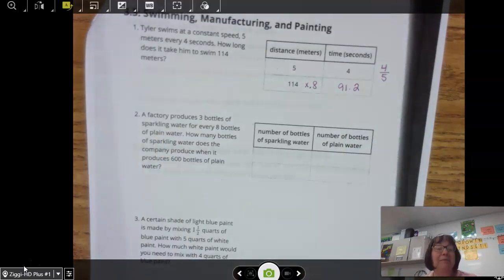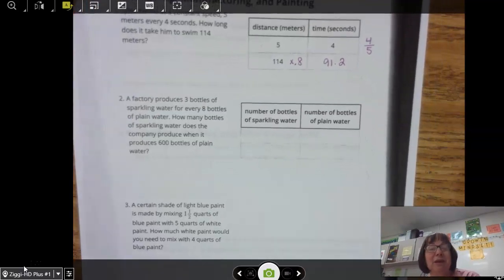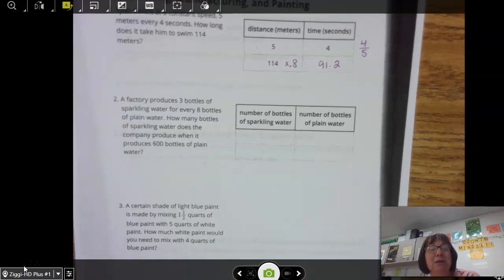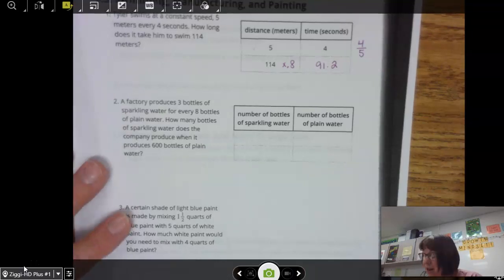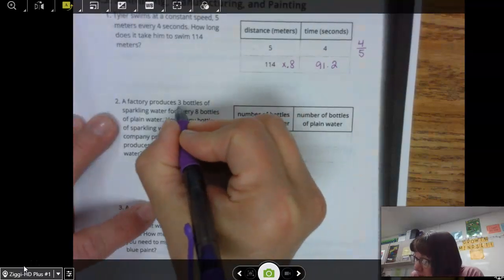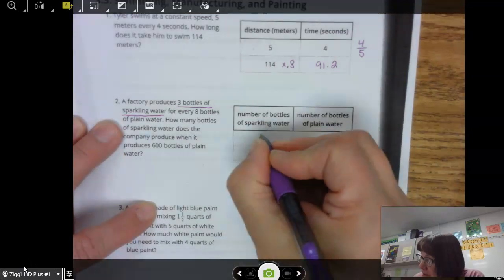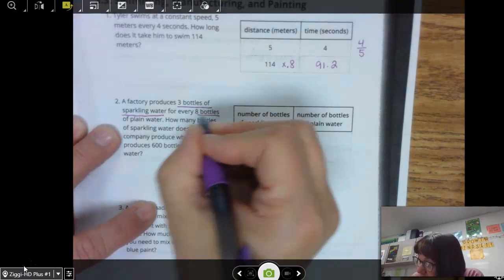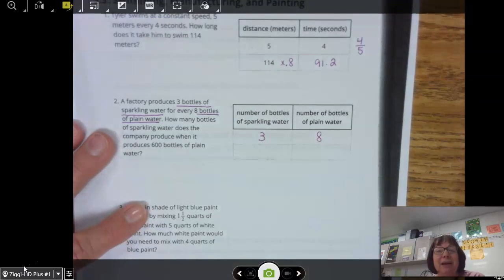Okay, our next problem. A factory produces 3 bottles of sparkling water for every 8 bottles of plain water. How many bottles of sparkling water does the company produce when it produces 600 bottles of plain water? Okay, now they haven't filled in our chart for us at all, so we're going to have to do that. A factory produces 3 bottles of sparkling water. Okay, so I put my 3 here under the sparkling for every 8 bottles of plain water. So for every 3 sparkling, I have 8 plain.